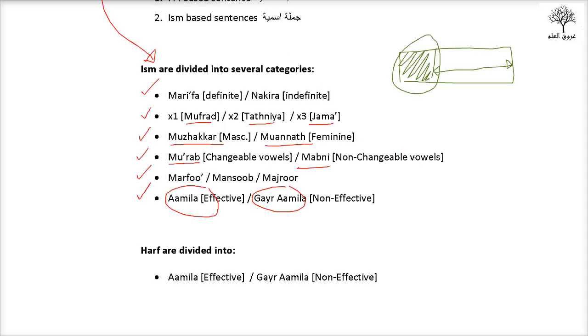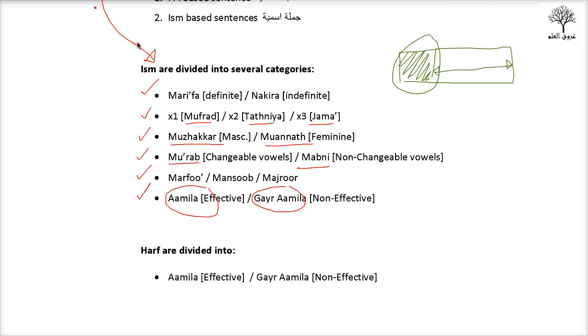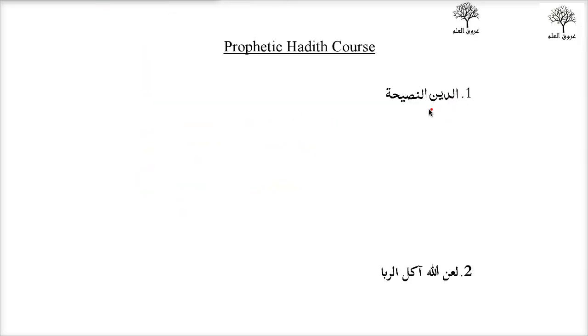So let's look at what we've understood now. Every single ism. Let's say, for example, we took this hadith: ad-deenu an-nasiha. There are 6 things we're going to look into. Number 1, is it ma'rifah or is it nakira? So the word deen, let's say, is this ma'rifah or nakira? We can say it's ma'rifah, for instance.